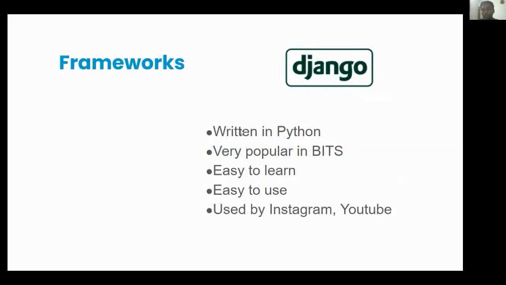There are a lot of frameworks for backend. A framework basically makes our life easier so that we do not have to make stuff from the ground up. The most popular one is Django, which is written in Python. It is very popular on campus. It is easy to learn. You can get a project started in a day with it. You do not have to mess around with just setting stuff up. It is used by Instagram and YouTube.